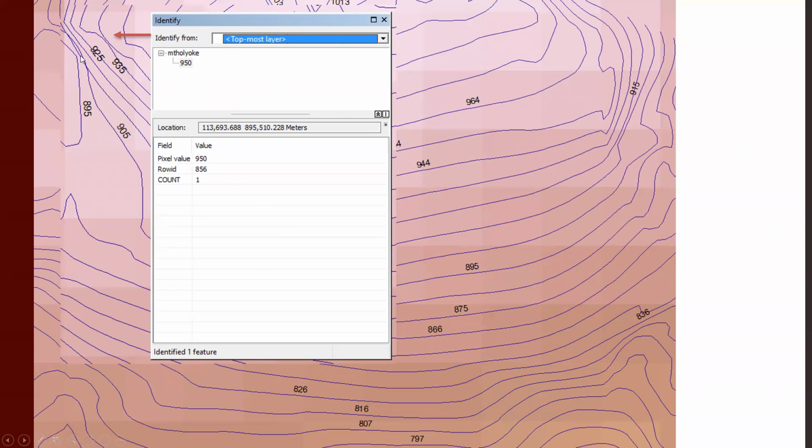So again, we're dealing with raster data, which can only have one value per pixel. And this surface of raster data then gives us a different understanding of what the landscape looks like than our vector data. The vector data says, oh yeah, there's a line here, there's a line here, there's a line here. The raster data says, nope, there's one cell and it's 950 feet in elevation.